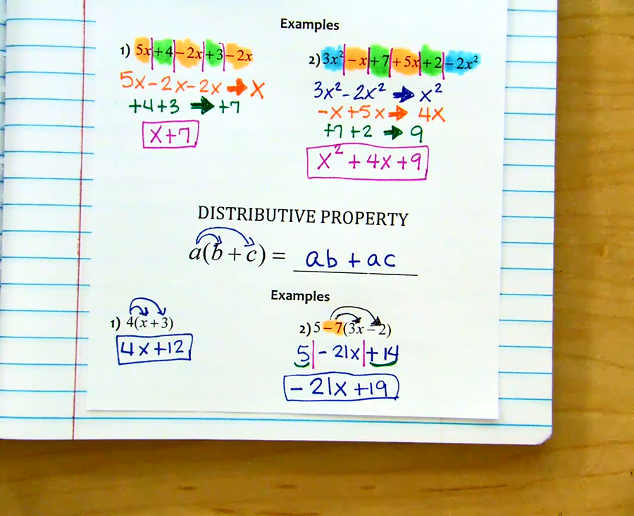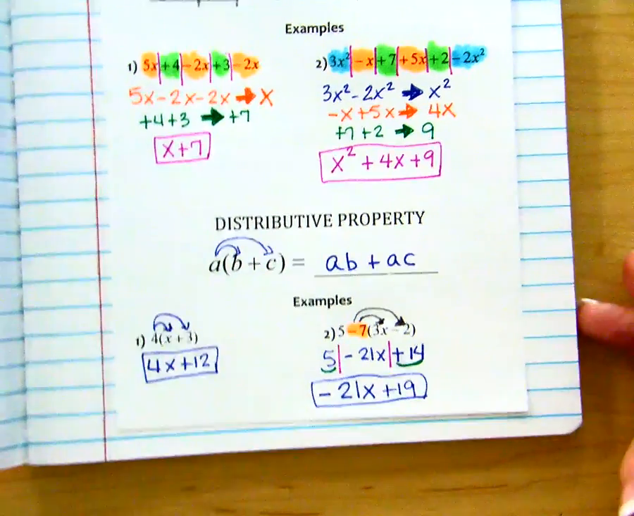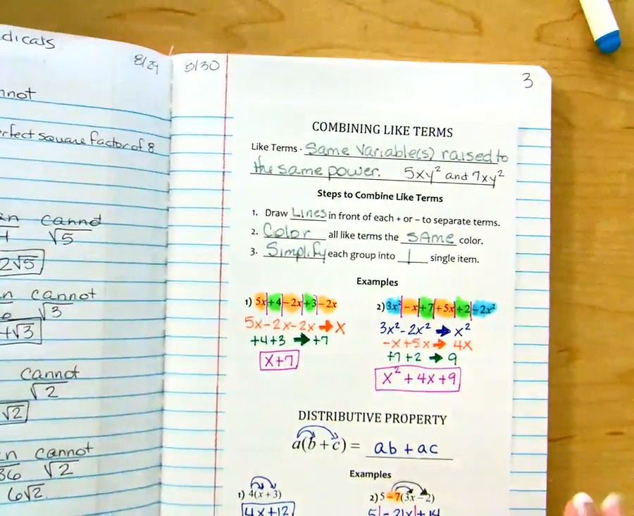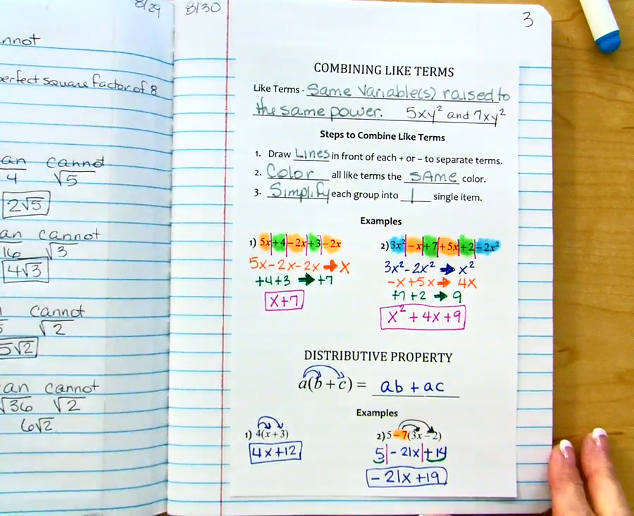So this is page 3 of your notes. And this is combining like terms and the distributive property.